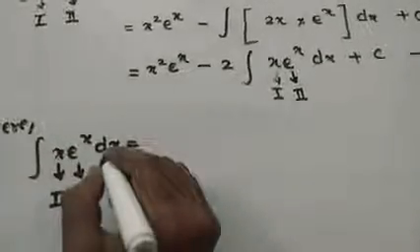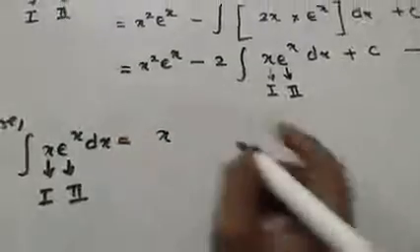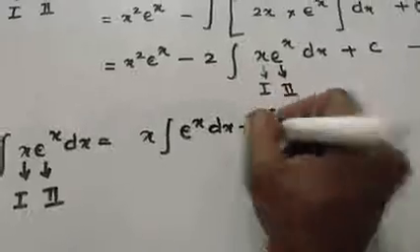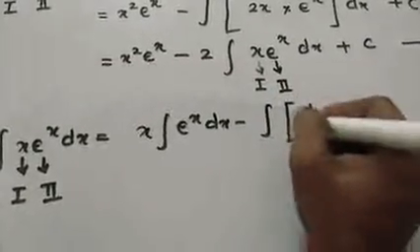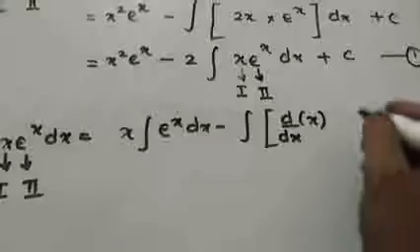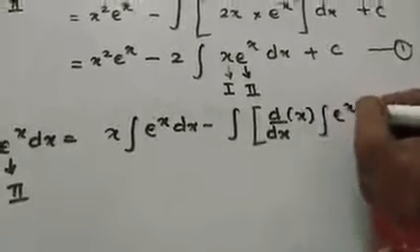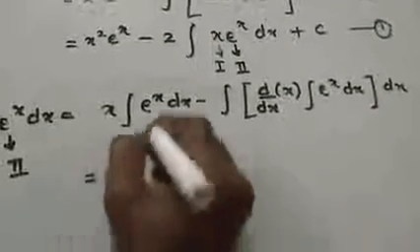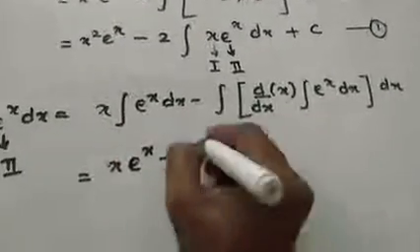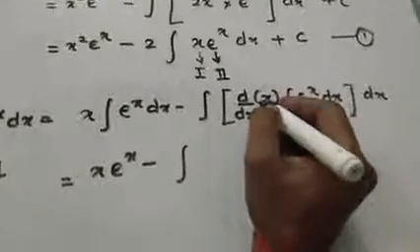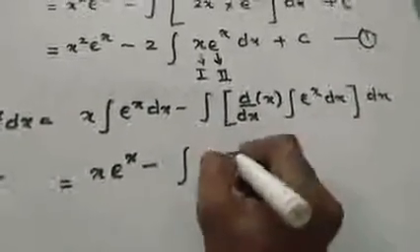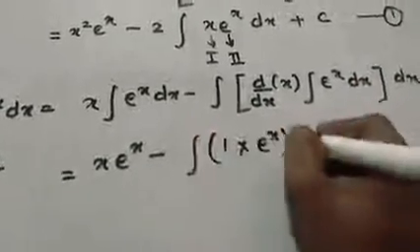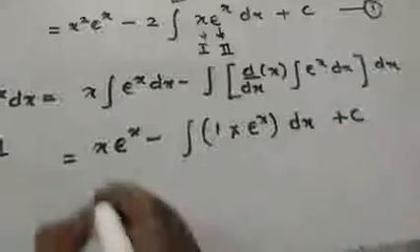Again we are going to solve: first function integration over second function minus integration of d/dx of first function, integration over second function, dx. That is x e to the power x minus integration d/dx of x is 1 into e to the power x, integration is e to the power x dx plus c.